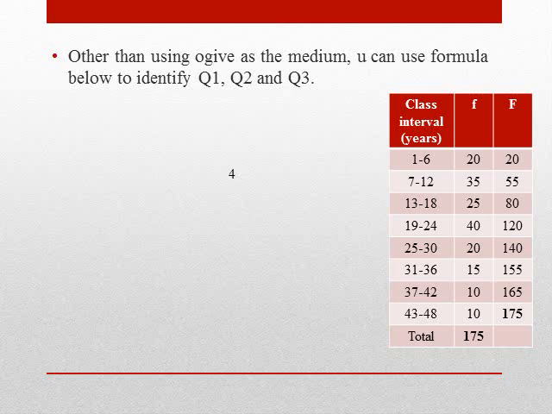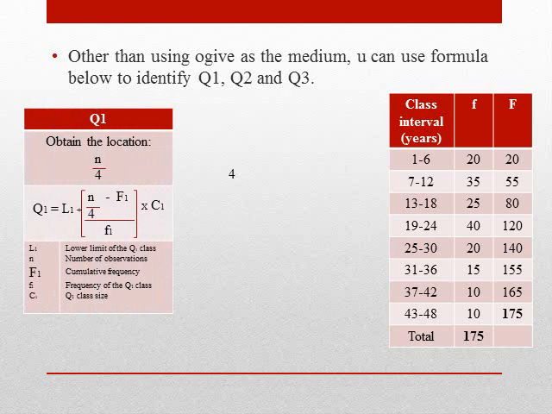Okay, so these are examples of how to calculate Q1, Q2, and Q3 without using an ogive. First we look at Q1. This is the information given: class intervals, frequency, and cumulative frequency. The first thing you need to do is identify the location.